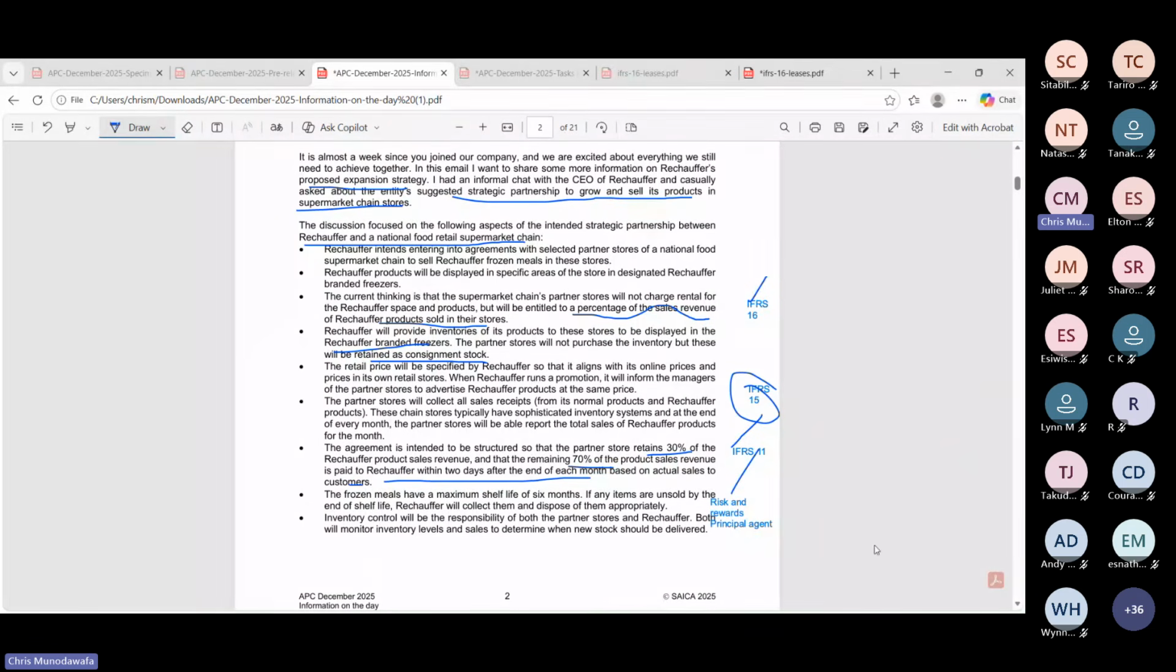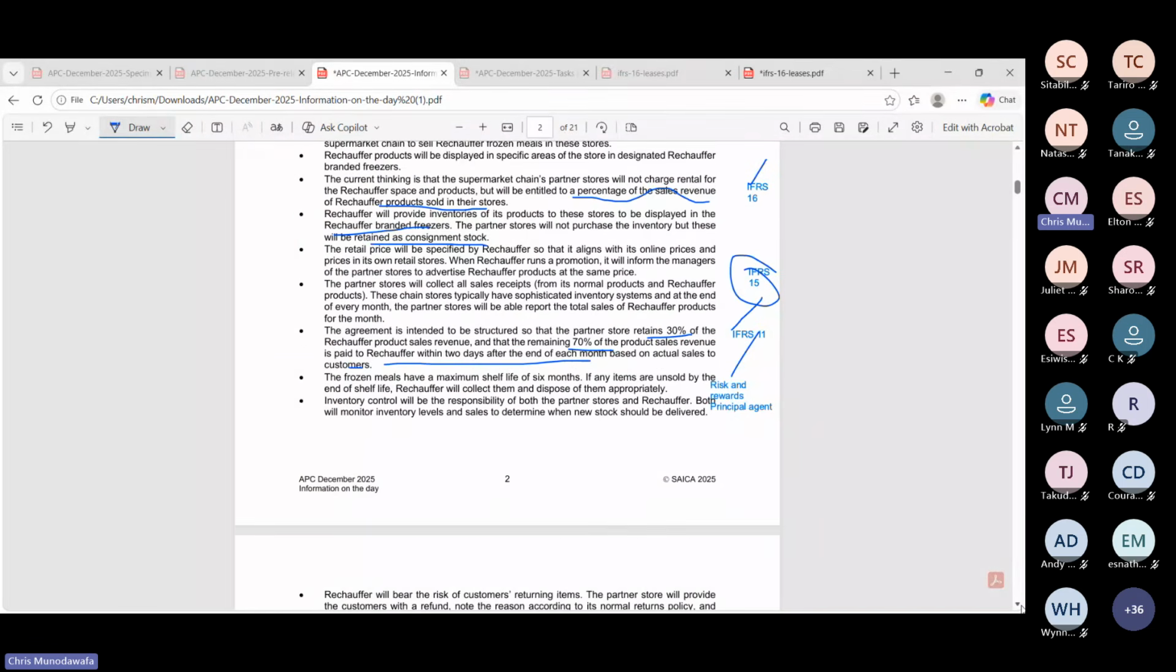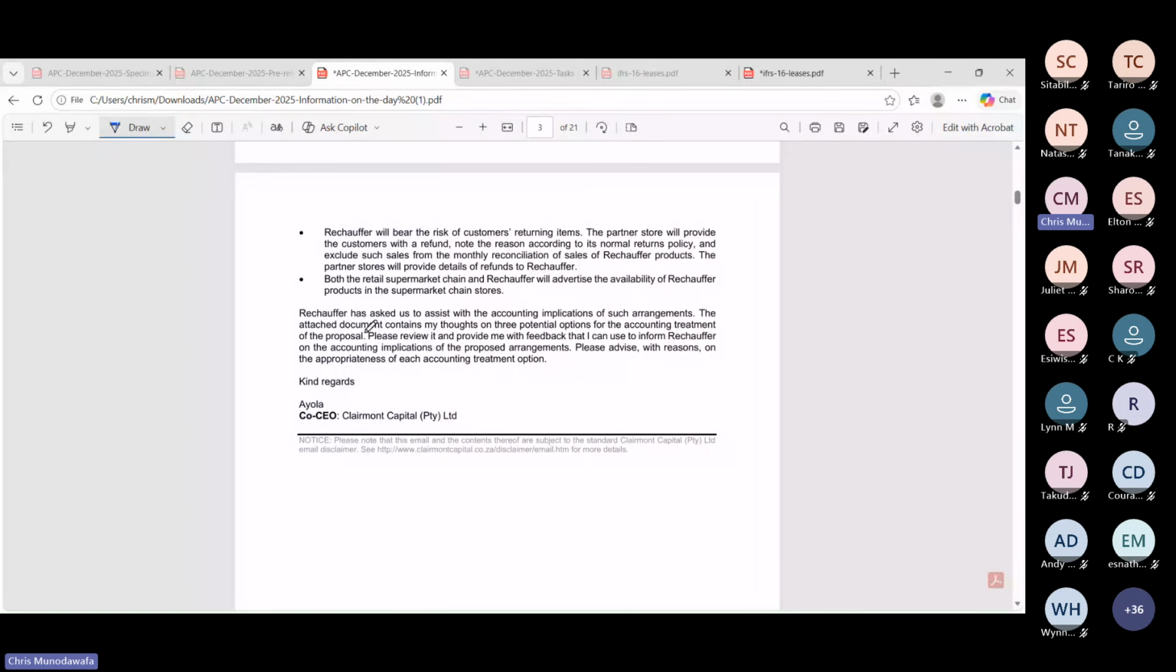So when I look at our requirement, it says Richalfa has asked us to assist with accounting implications of such arrangements. The attached document contains my thoughts on 3 potential options.